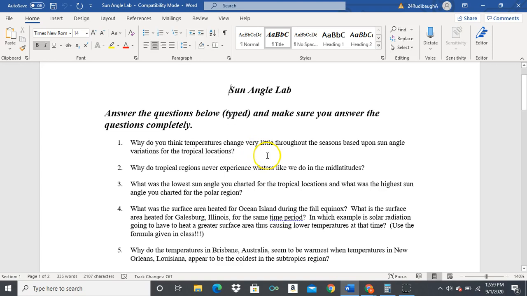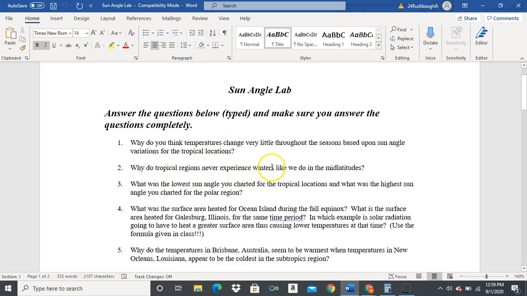But if you see the sun angles going from the 80s and 90s and down to the 20s and 30s, that means your sun angles are changing quite a bit, and that would mean more or less energy at different times, causing the temperatures to change. So get out that tropical graph, and if you did it correctly, it should be very clear to you why the seasons don't really see a massive change in temperature in the tropical locations.